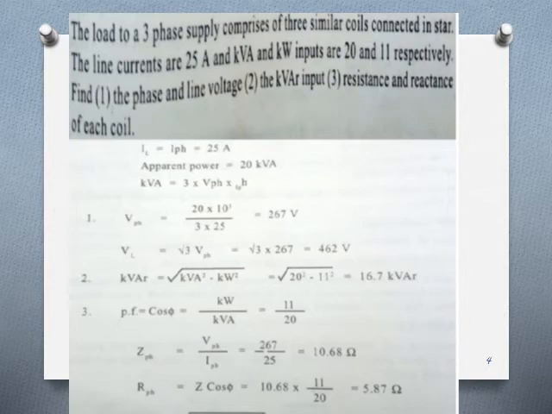Now, if you have impedance and resistance, you can find the reactance. Reactance XPH will be equal to the square root of impedance square minus resistance square, that is ZPH square minus RPH square. So, you get it as 8.92 ohm.